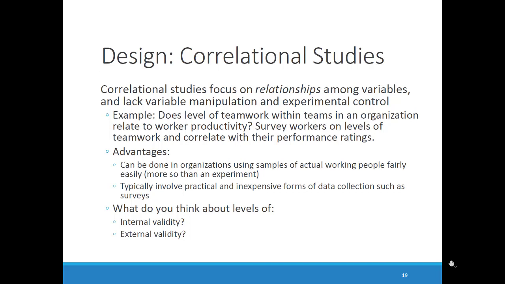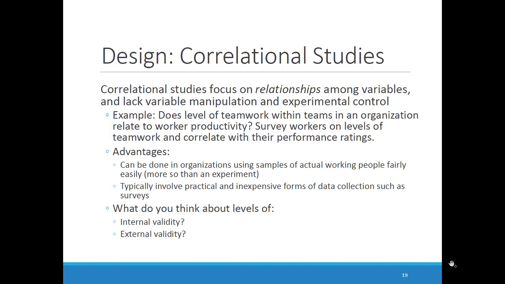For example, does the level of teamwork within teams in an organization relate to worker productivity? You could survey workers on their levels of teamwork and then correlate what they say with their performance ratings that you get from their manager, for instance, in order to test that question. Some advantages of correlational studies are that they can be done in organizations using samples of actual working people fairly easily, so more so than an experiment. They also typically involve practical and inexpensive forms of data collection, such as surveys.